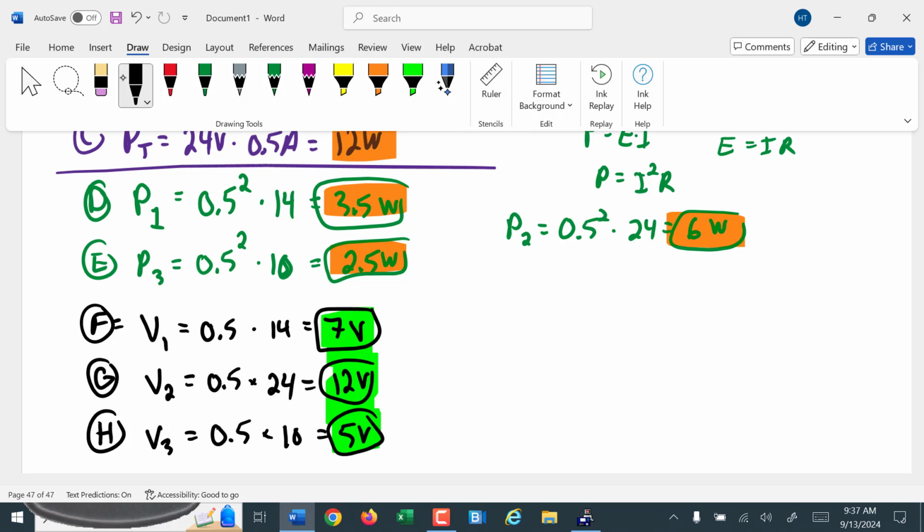D, power across resistor 1 is 0.75 watts. E, power across resistor 2 is 1 watt. F, power across resistor 3 is 0.65 watts. G, voltage across resistor 1 is 7.5 volts. H, voltage across resistor 2 is 10 volts. And I, voltage across resistor 3 is 6.5 volts. Any questions on any of those?